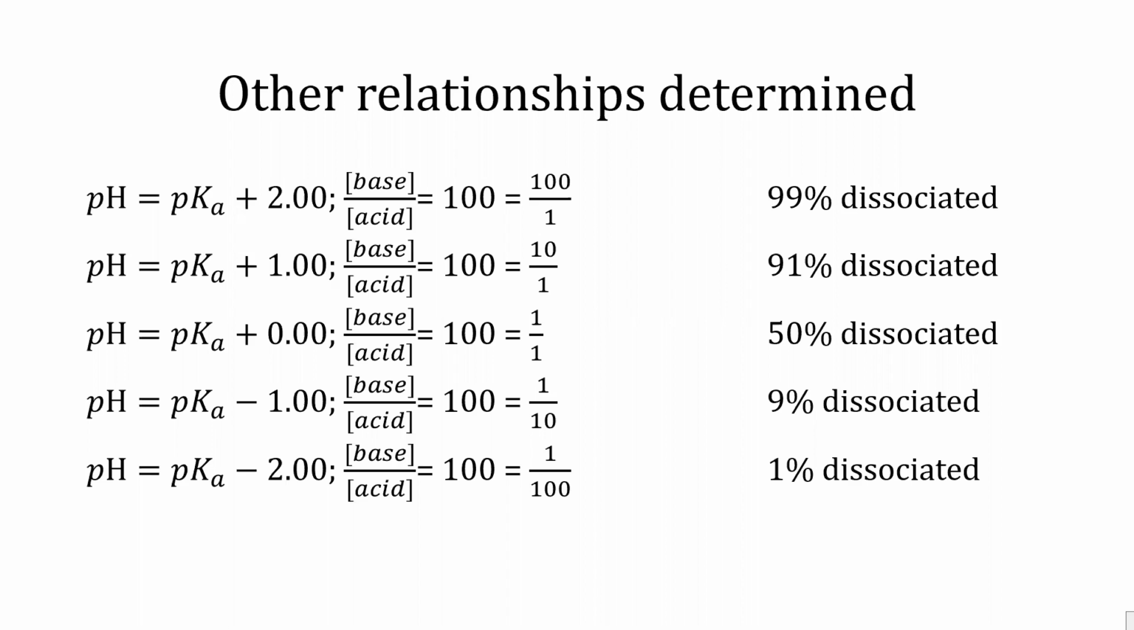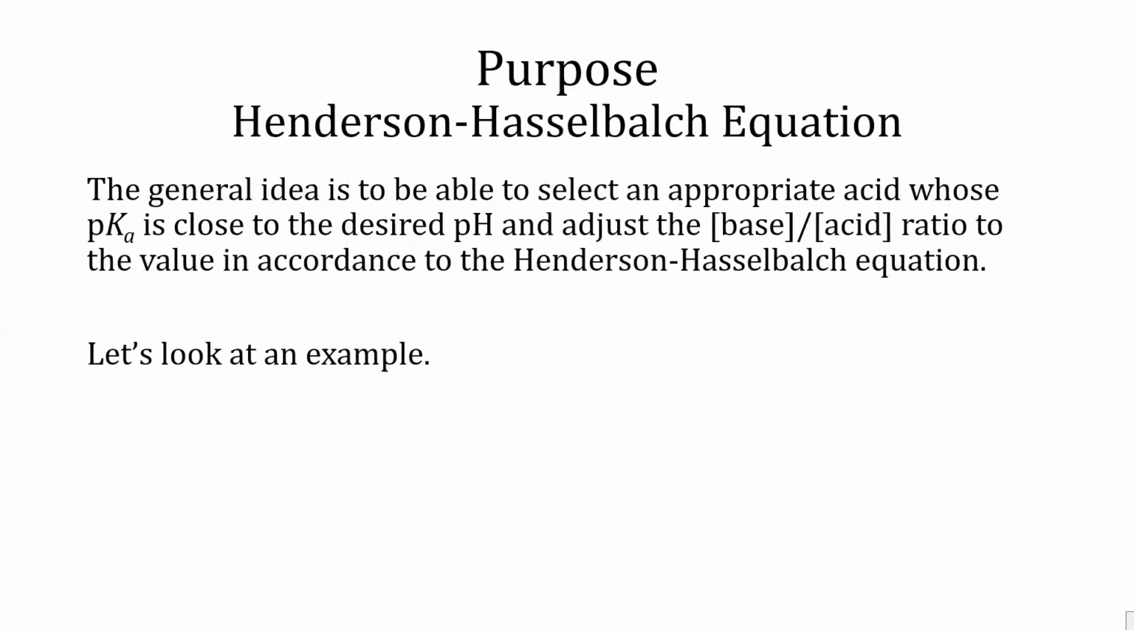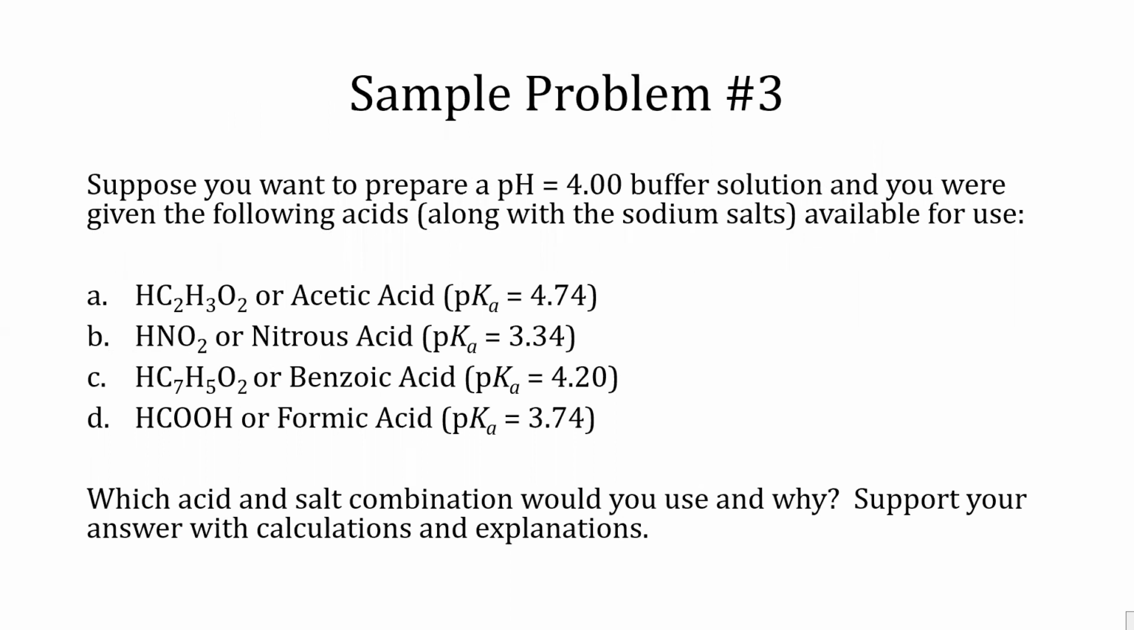The general idea is to be able to select an appropriate acid whose pKa is closest to the desired pH and adjust the base over acid concentration ratio to the value in accordance with the Henderson-Hasselbalch equation. Let's look at an example. Here is another sample problem for you to try. Suppose you want to prepare a pH equals 4.00 buffer solution and you were given the following acids along with their sodium salts available for use.